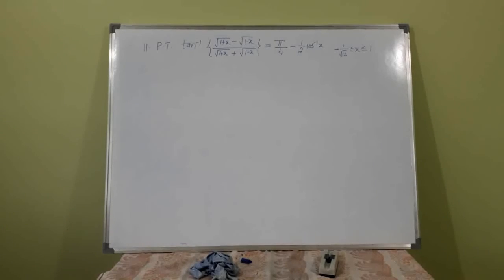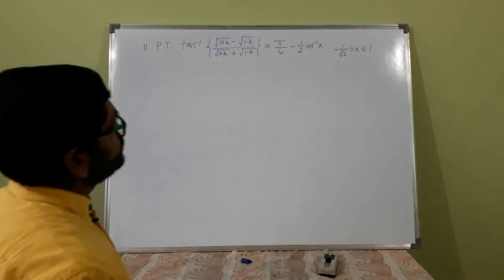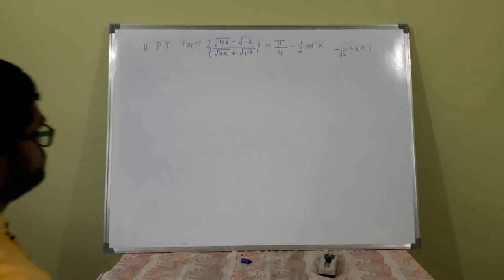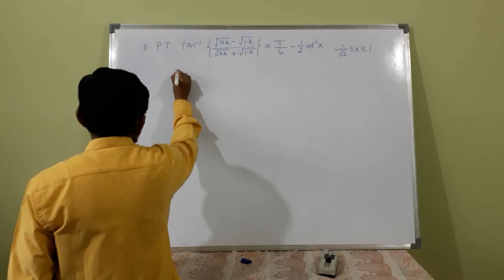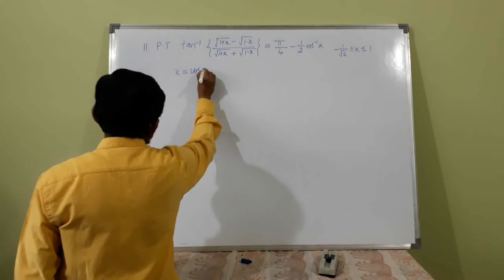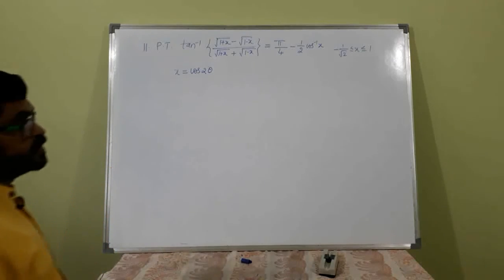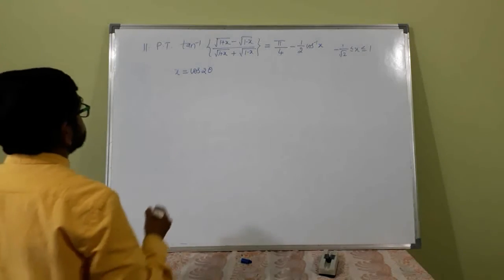Okay, tan inverse of 1 plus x minus tan inverse of root of 1 plus x minus root of 1 minus x divided by root of 1 plus x plus root of 1 minus x, is equal to 5 by 4 minus half of cos inverse x. Okay, here x is equal to cos 2 theta. Substitute x is equal to cos 2 theta.